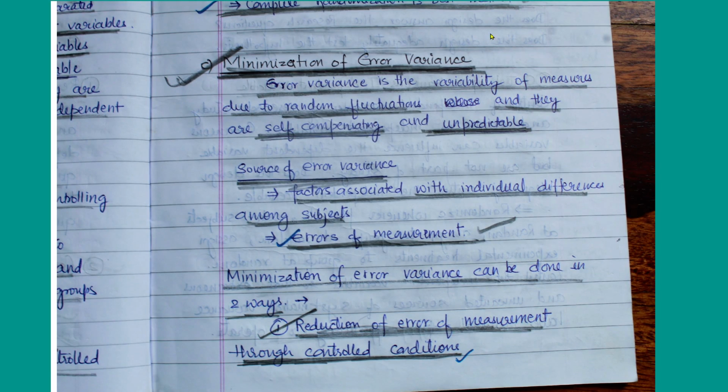Error variance is the variability of measures due to random fluctuation, and they are self-compensating and unpredictable. Sources of error variance are factors associated with individual difference among subjects. Errors of measurement. Yes, now we got the important line, errors of measurement.